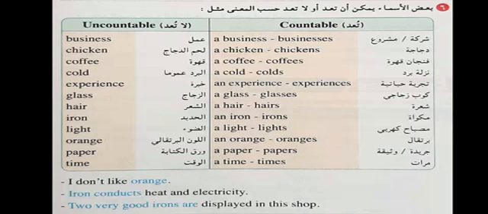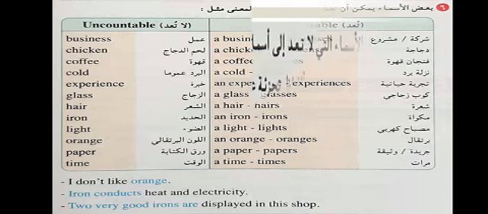For example, I don't like orange. Iron conducts heat and electricity. 2 very good irons are displayed in the shop.